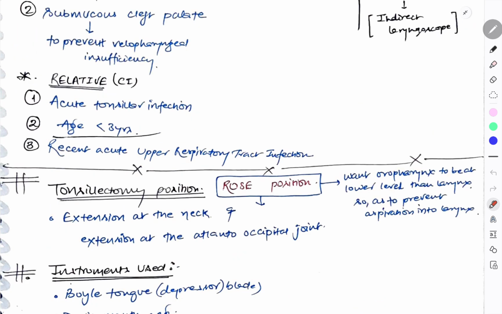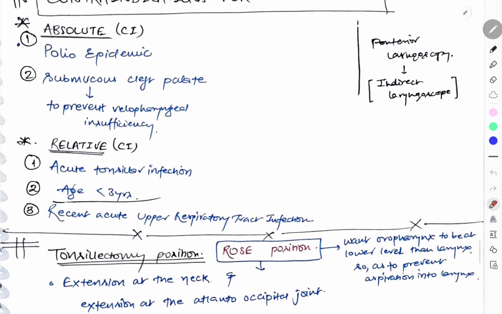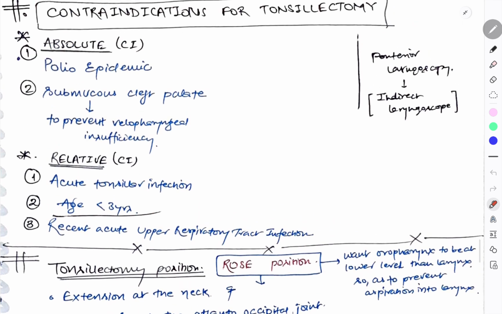Relative contraindications are acute tonsil infection. In acute cases, we do not go for tonsillectomy, and if age is less than 3 years, it is contraindicated. And recent acute upper respiratory tract infections. So in these cases, it is contraindicated.